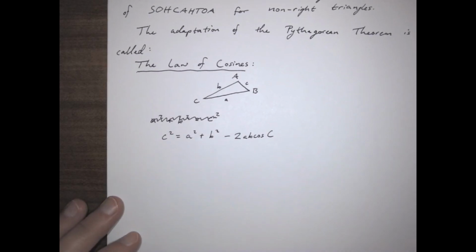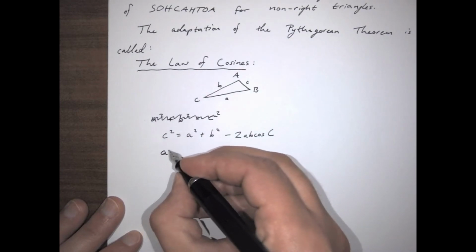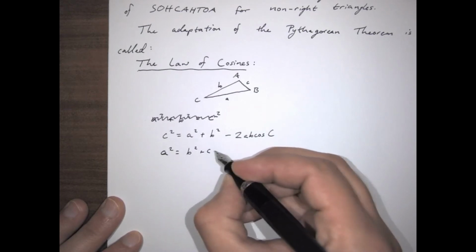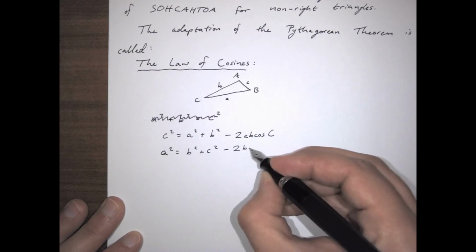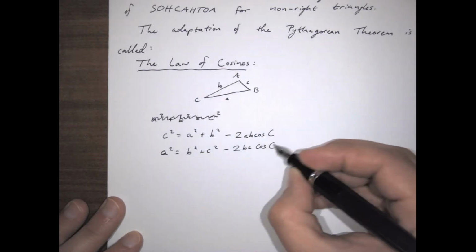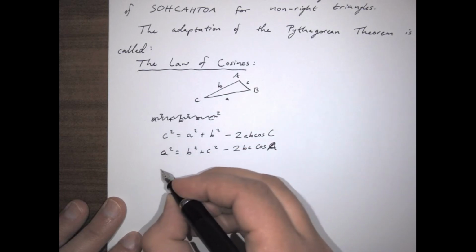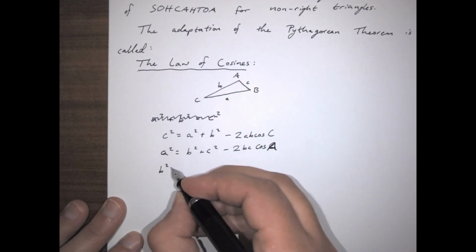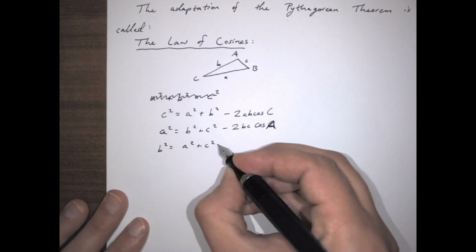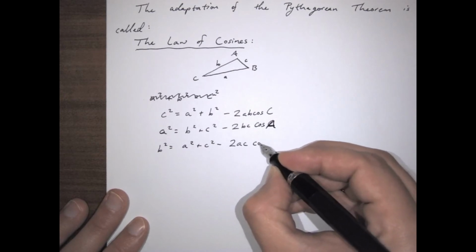But one of the beauties of non-right triangles is that there isn't a specific side that is the hypotenuse. All sides are pretty much in the same position, and so the same thing can be true if we say a squared equals b squared plus c squared minus 2bc cosine a, whatever that is must match that. And then on the same logic, b squared is equal to a squared plus c squared minus 2ac cosine b.